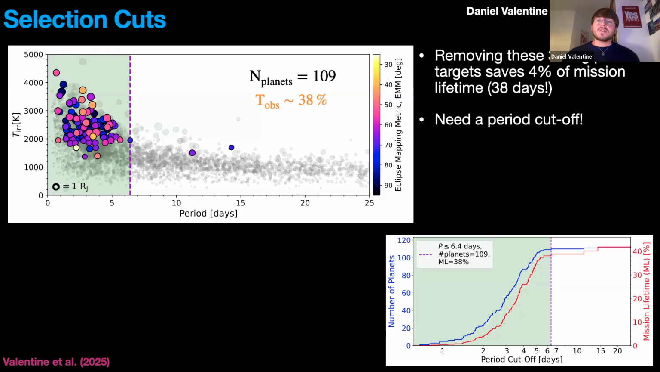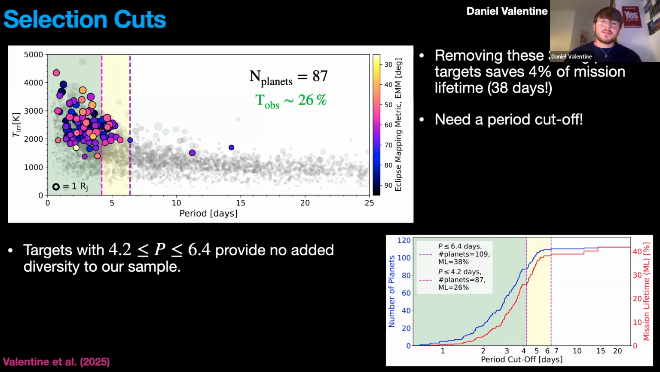And we can actually see that there's an even earlier reduction in the time efficiency of the survey in the form of a step function at about the 4.2 day mark. So if we now adopt this as our period cutoff, then that still leaves us with 87 targets. And these are now observable using only a quarter of the mission lifetime, which is in line with the expected phase curve budget for the Ariel mission.